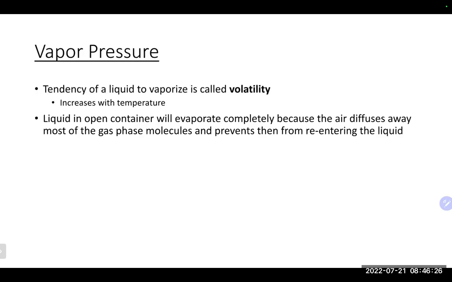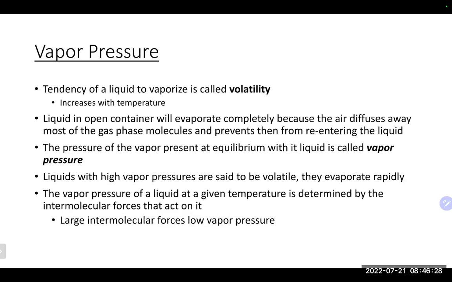Let's talk a little bit about vapor pressure. Vapor pressure is the pressure above a liquid. The tendency for a liquid to vaporize is known as volatility, and something that is really volatile, as I mentioned earlier, can go into the gas phase very, very easily. Vapor pressure increases with temperature because increasing the temperature increases the energy and allows molecules to move into the gas phase as well.